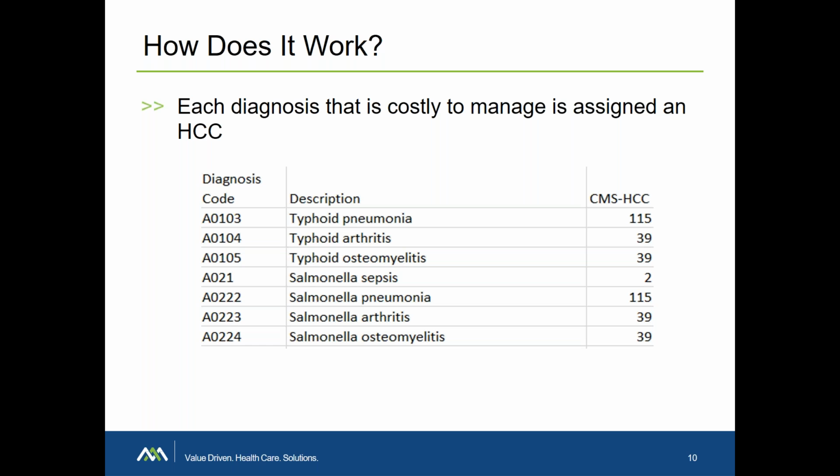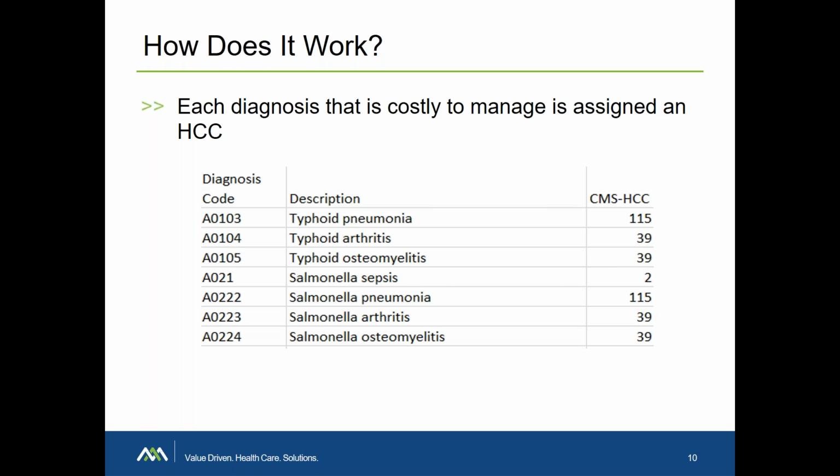So each diagnosis that is costly to manage is assigned an HCC. Down below, there's a table. You'll see diagnosis A0103, which is assigned HCC 115. A0104 is assigned HCC of 39. Keep in mind that the diagnosis list is updated yearly, so practices should make sure that they review this list on a yearly basis, as there are diagnoses that are added or removed from CMS on a yearly basis.